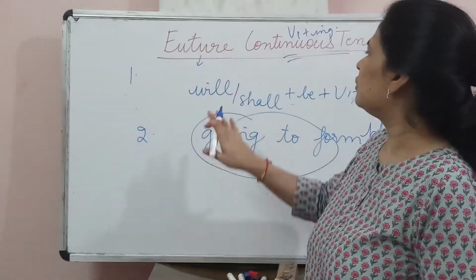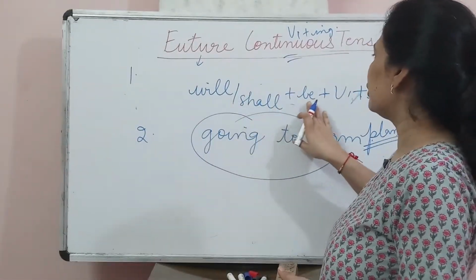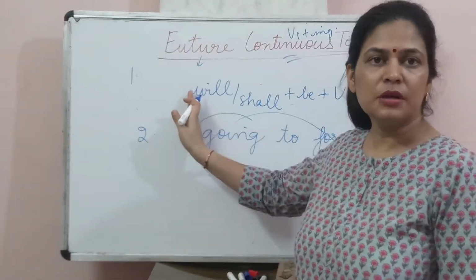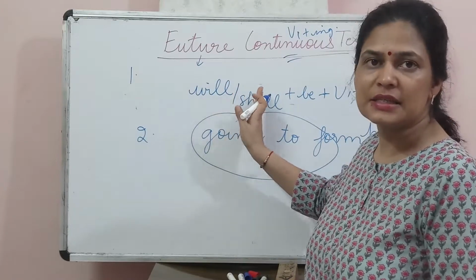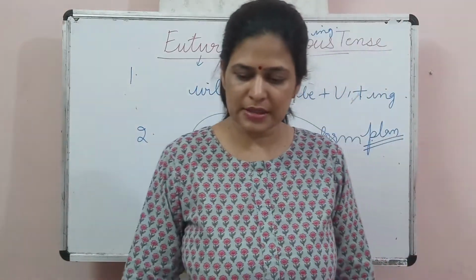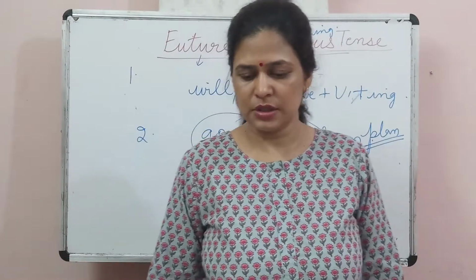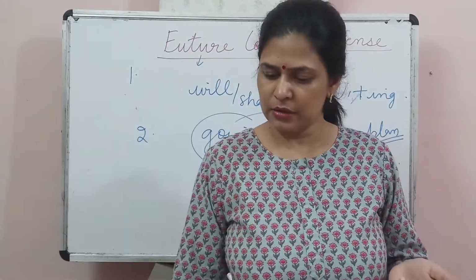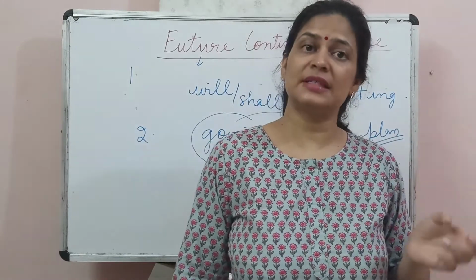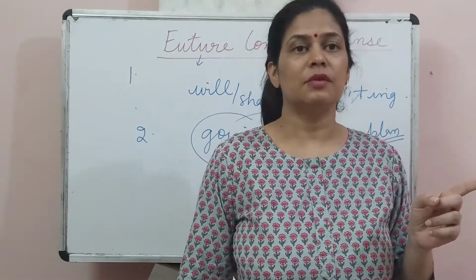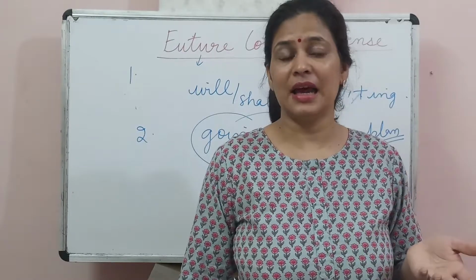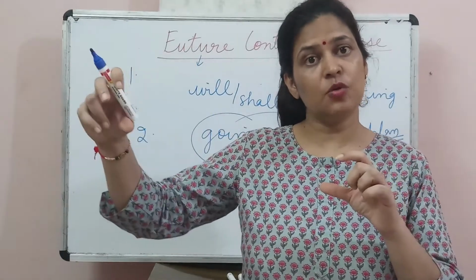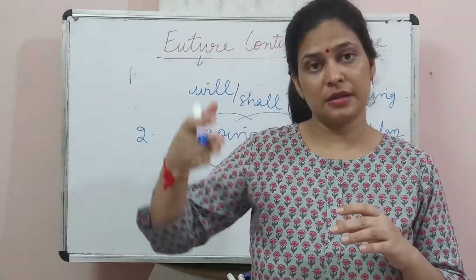The most simple one, that what will happen at some point of time in the future, a process that will be going on, we use the future continuous tense. Let us see that one. What are the examples given? I will be flying to Singapore at this time tomorrow. Exactly at this time tomorrow, what will I be doing? I'll have taken a flight and I'll be flying to Singapore. So this process will be going on tomorrow at the same time.